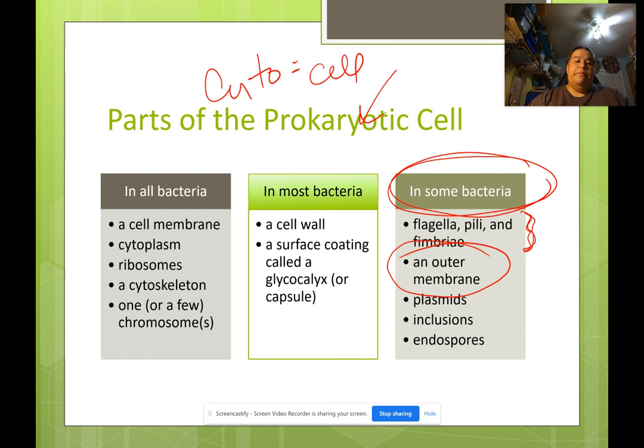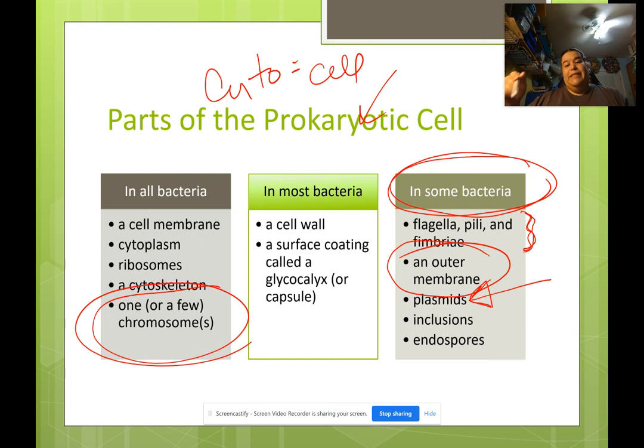They can also have plasmids. Plasmids are extra bits of DNA that have been picked up along the way that are different than their original chromosomes. This is one of the ways that we pick up antibiotic resistance, through plasmids, these little pieces of DNA that we pick up and put inside of our cell and carry. Inclusions we'll talk about in just a bit, and the ability to make endospores.